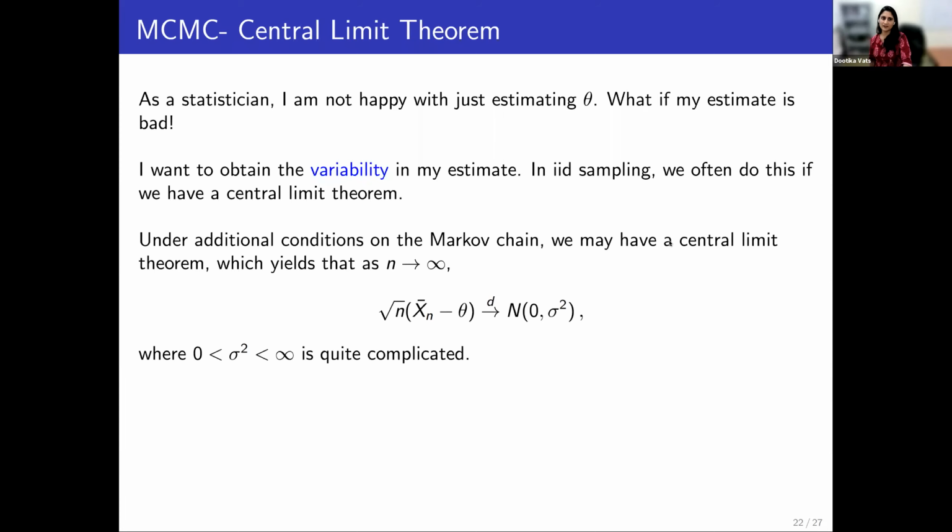we can also get a CLT holding, which yields that as n tends to infinity, square root n times (x bar n, which is our Monte Carlo sample mean, minus theta, the mean of the target distribution) converges to a Gaussian with mean 0 and variance sigma squared. Now, sigma squared is complicated. It's not easy anymore, and I'll get to it a little bit later if we have time, but I'm happy to skip that part. This implies that x bar n is approximately normally distributed, with mean theta and variance sigma squared by n.